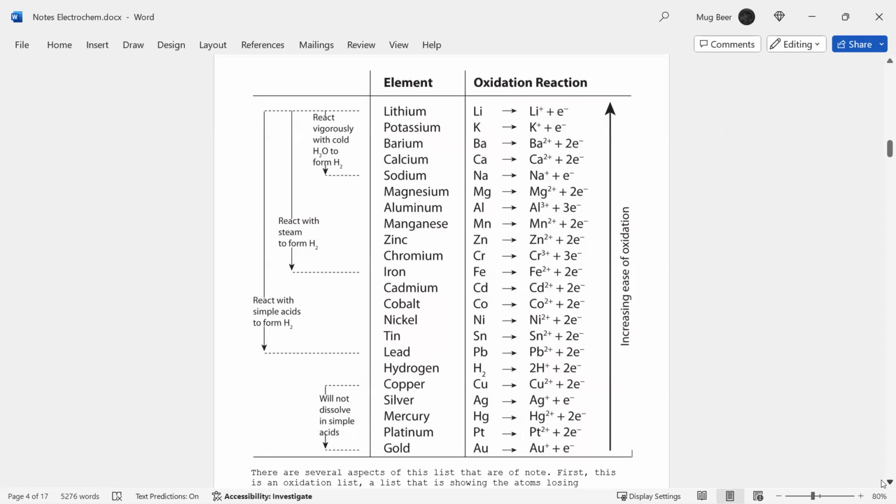So, what do all those things at the bottom have in common? We use them as jewelry. We use them as currency. Why? Because when I hand somebody a quarter, that person's not worried that the quarter is going to dissolve at some point.